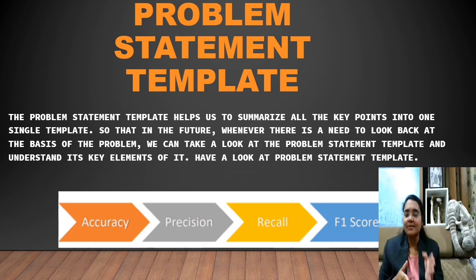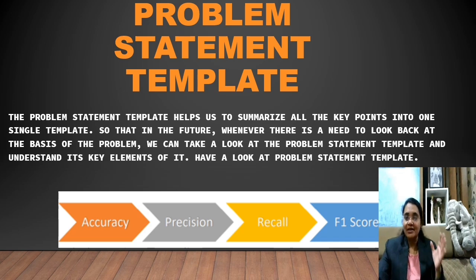So here the problem statement template will have four things: one is accuracy, one is precision, one is recall, and one is F1 score also. The problem statement template, PST, will help us summarize the key points into one single template. In the future, whenever there is a need to look back at the basis of the problem, we can look at the problem statement template and understand its key elements. This accuracy, precision, recall, F1 score, we are going to learn in future topics.